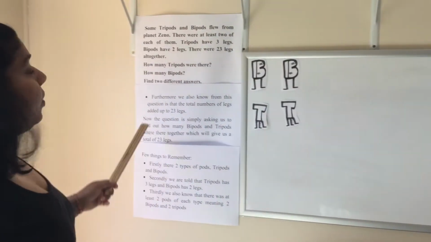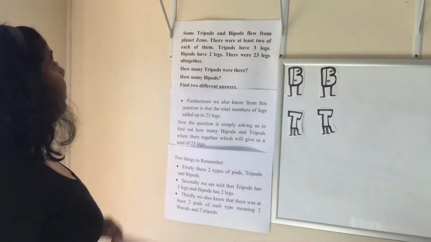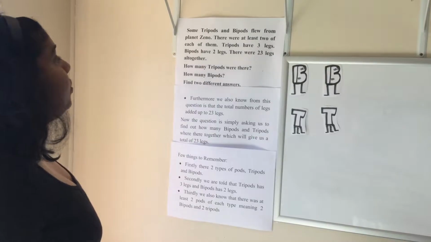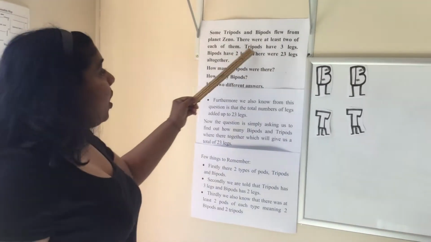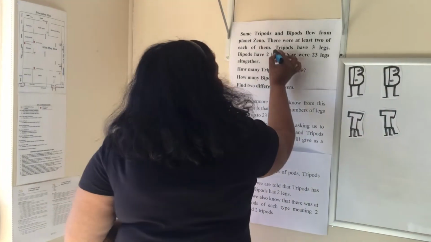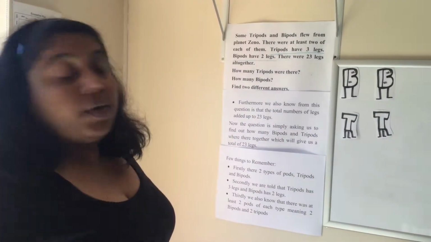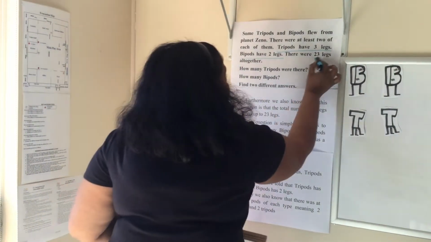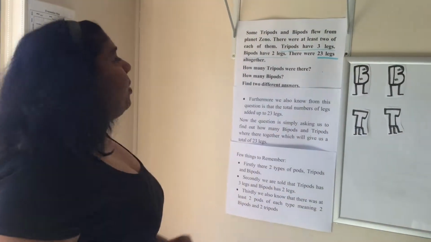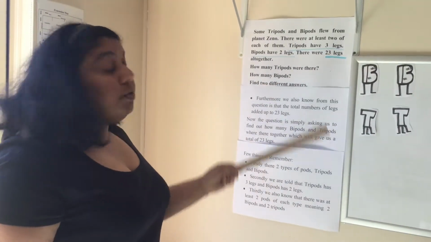So the actual equation is: some tripods and bipods flew from planet Zeno. There were at least two of each of them. Tripods have 3 legs and bipods have 2 legs, and there were a total of 23 legs. How many bipods were there and how many tripods were there? Find out two different answers.